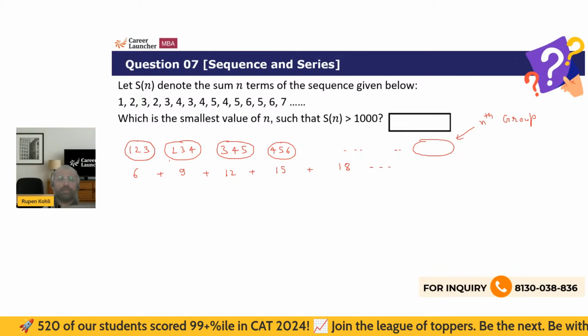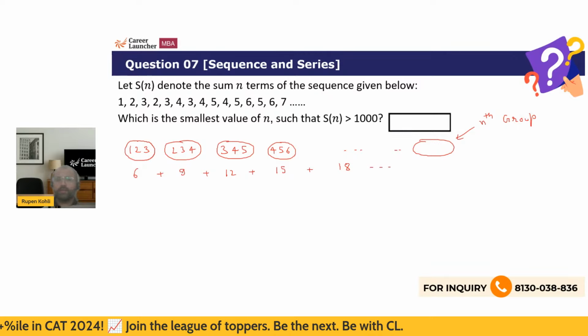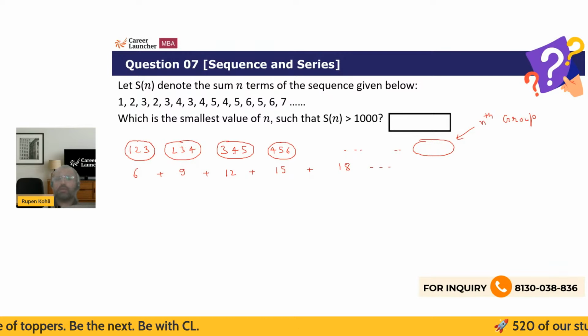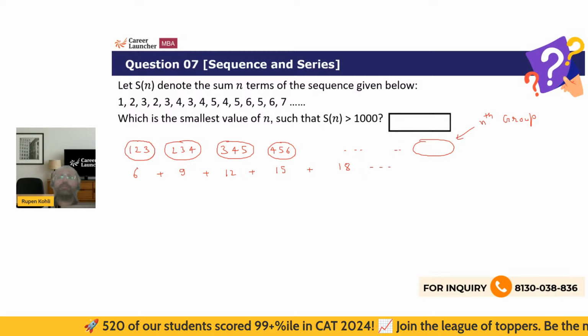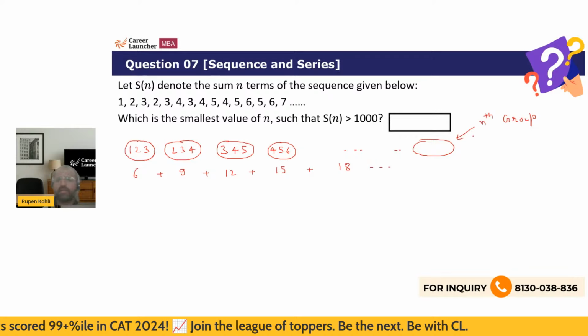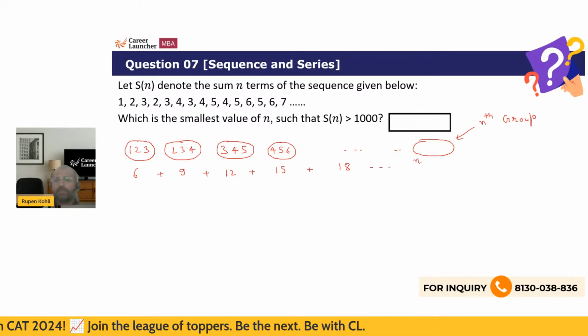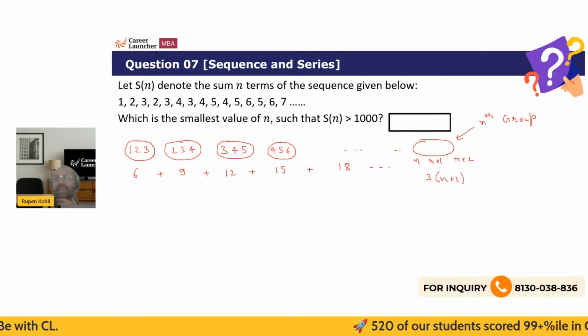So the first group had 6. It had 2 in the middle. The second group had 3 in the middle. The third group had 4 in the middle. So you understand the nth group will have n plus 1 in the middle. Or you can say the first group starts with 1, the second group starts with 2. That is easy to say. The third group starts with 3. So the nth group will be the numbers n, n plus 1, n plus 2, and their sum will be 3 into n plus 1. That will be the nth group.